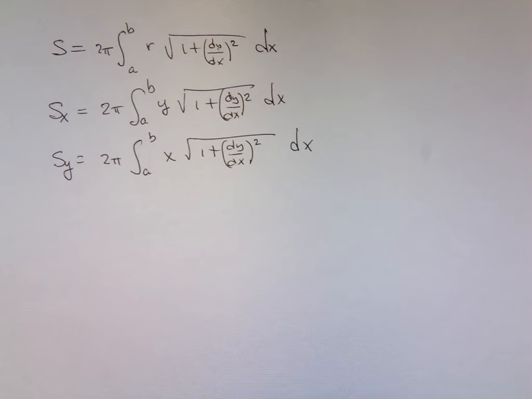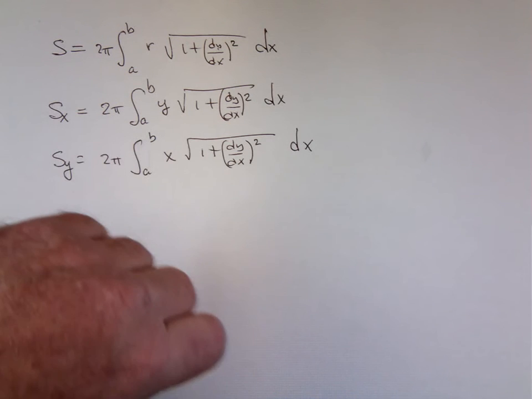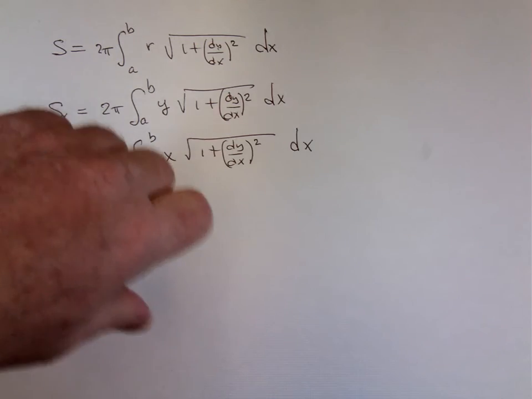Let's do a problem. Here we can do a problem. We can derive a formula here. Let's derive a formula for the lateral surface area of a right circular cone. Okay? So let's do it. Here we go.